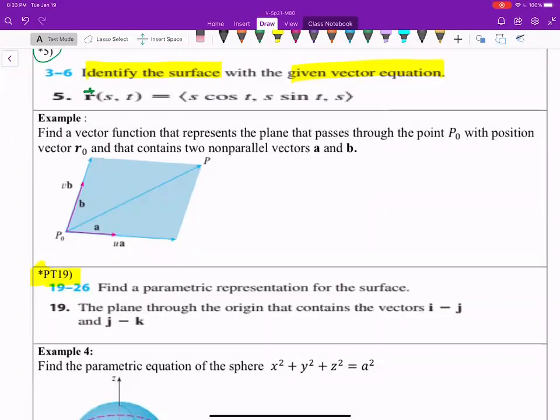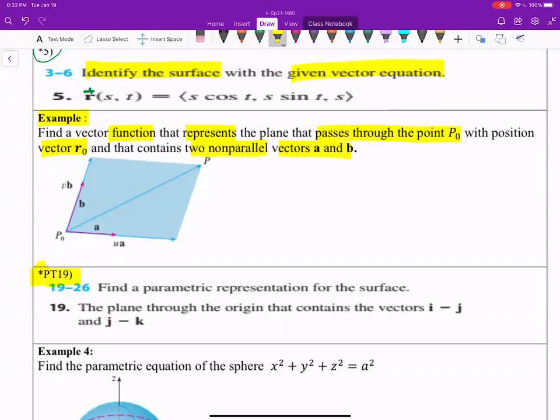Welcome everyone, this is part B of section 16.6. We are going to see an example here. Find a vector function that represents the plane that passes through the point P0 with position vector R0 and that contains two non-parallel vectors A and B.